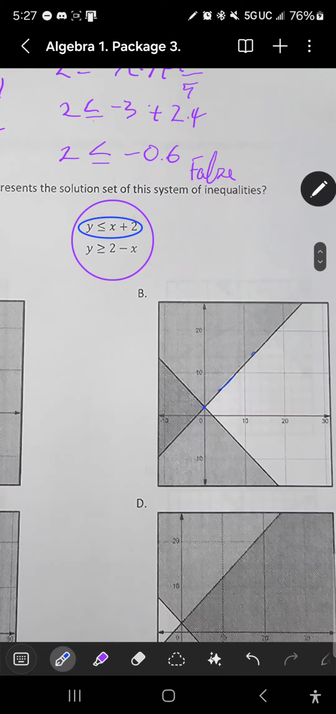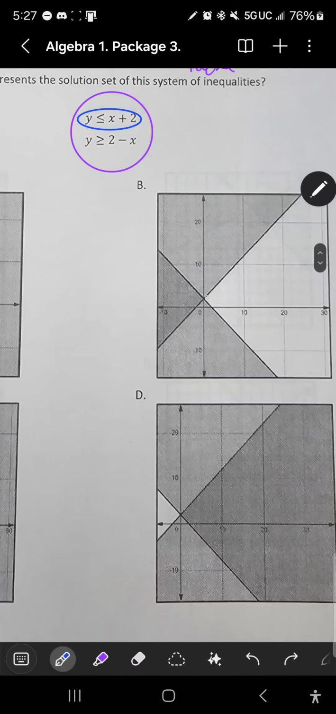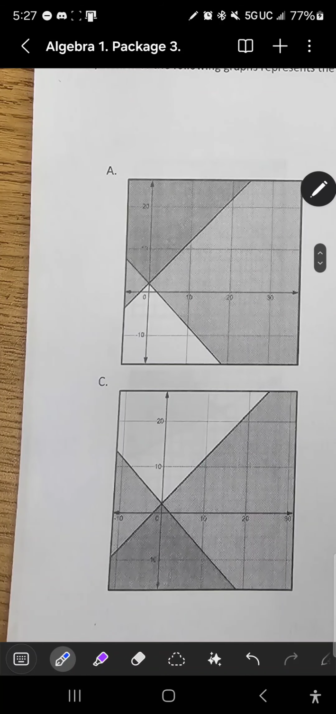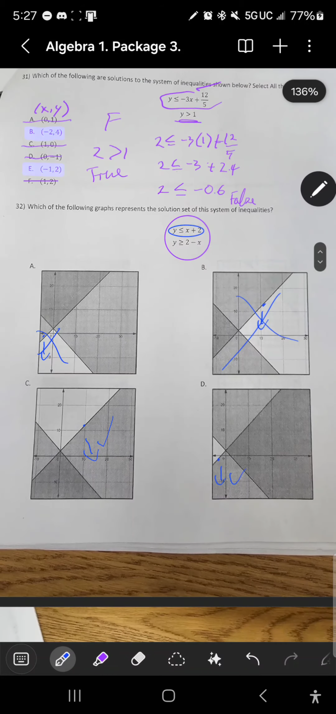Now I'm just gonna look at whether it is going up or down. As you can see here, it's supposed to go down. So it will be less than, the shading will be going down, any point below the line. That is not happening here. Then here, any point below the line, okay, we are fine. Going down, we're fine. Down, going down. Oh, we're not fine. So we are narrowed down to C and D.